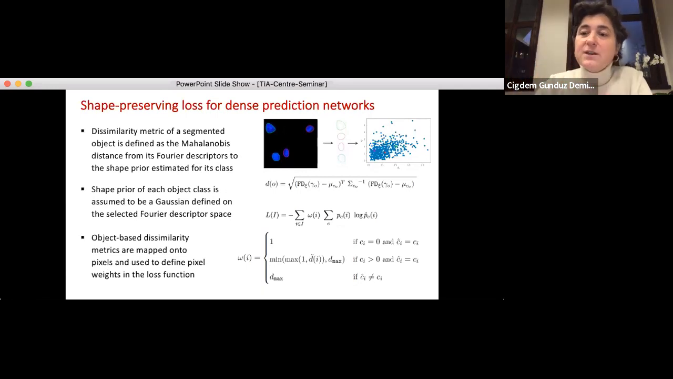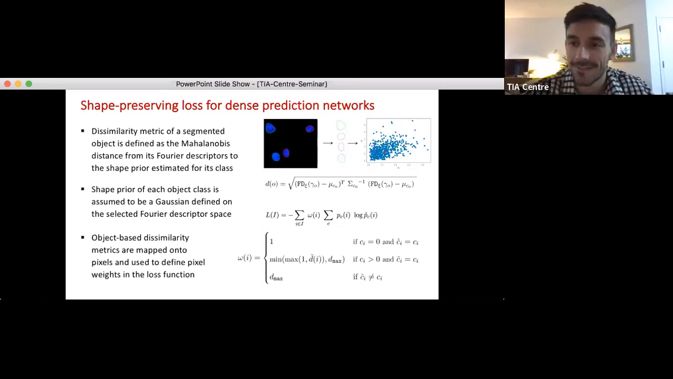But if it overlaps, then for the overlapping pixels, we are using the dissimilarity of the segmented objects that the pixel belongs to. Okay, thank you. I'm not sure if it is clear or not. I hope that's cleared things up, Mustafa.